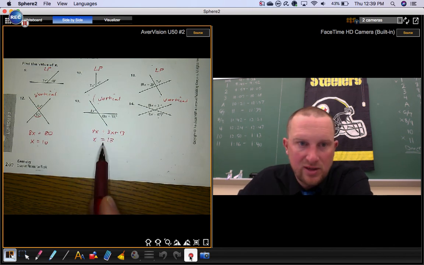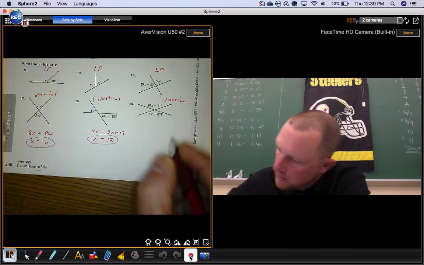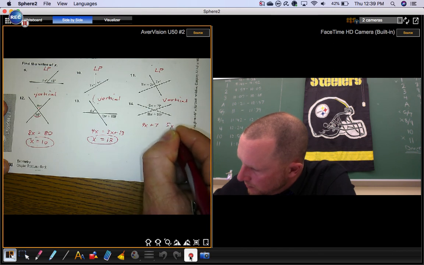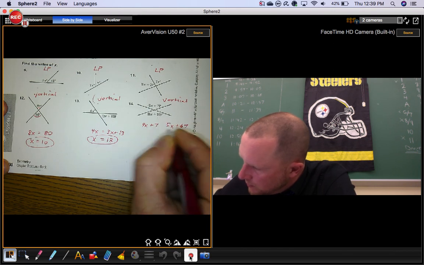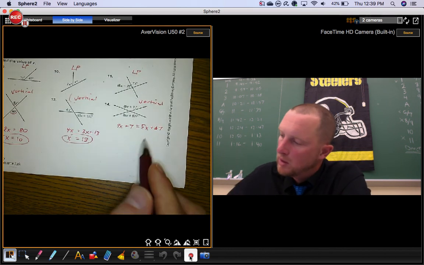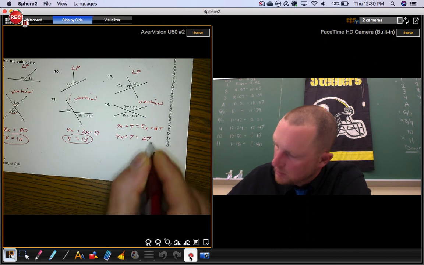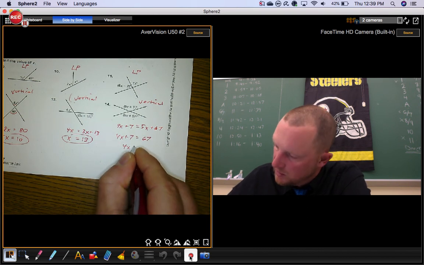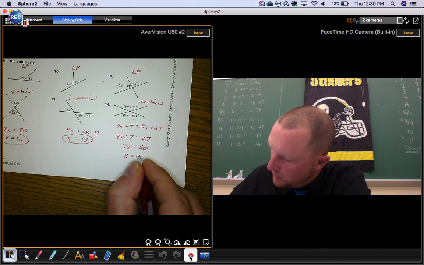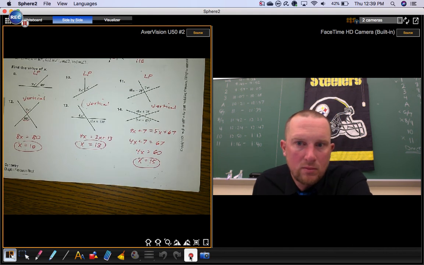Subtract 3x from both sides. Make those angles equal. They're vertical. Subtract 5x from both sides. Subtract 7 from both sides. Divide by 4. Simple stuff.